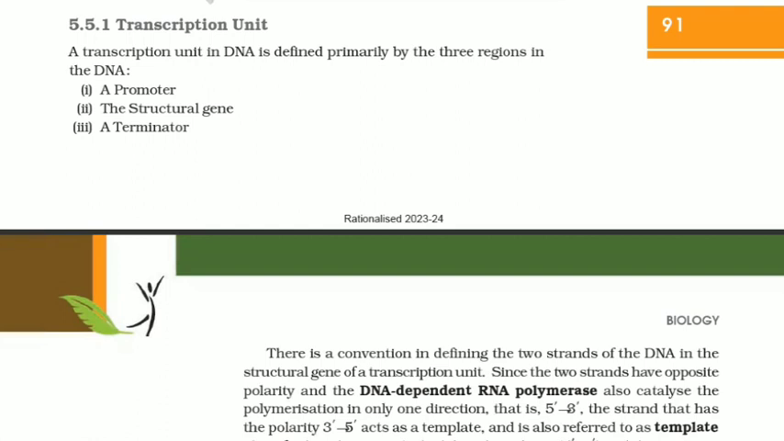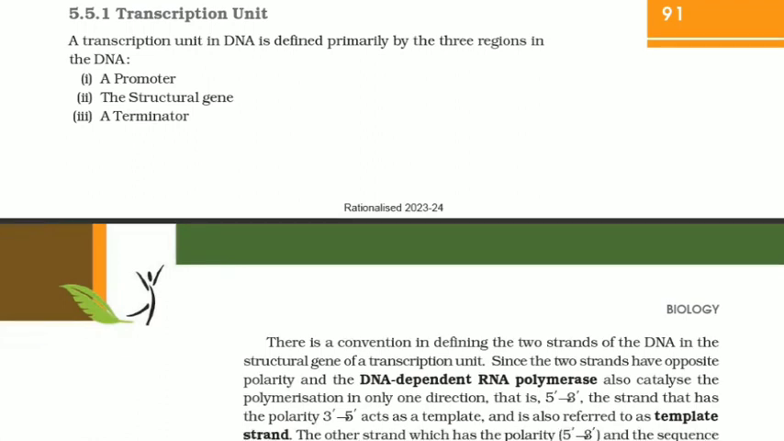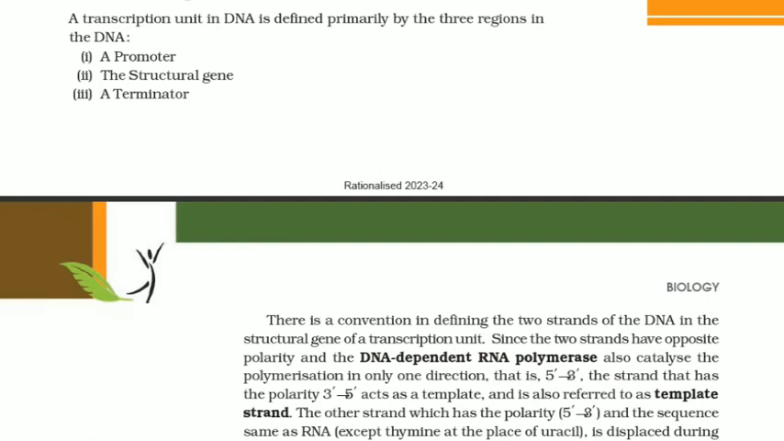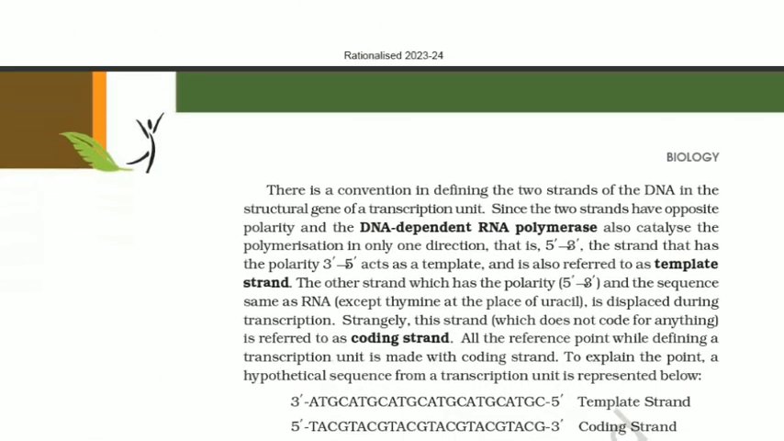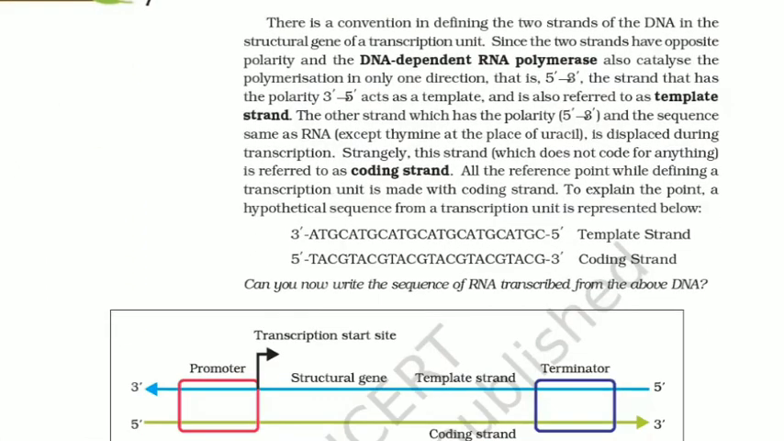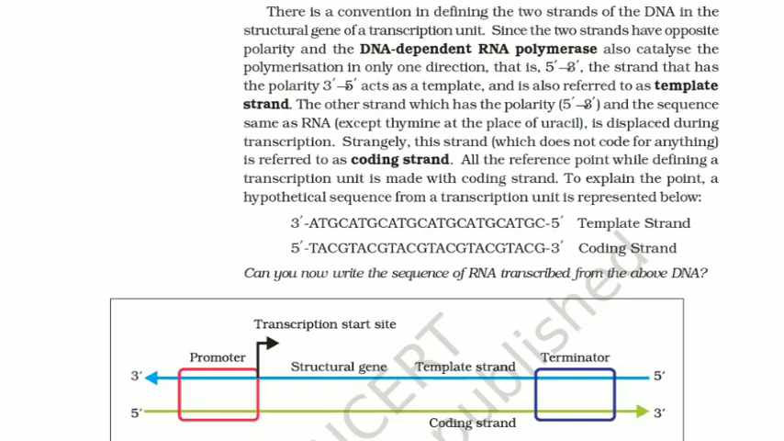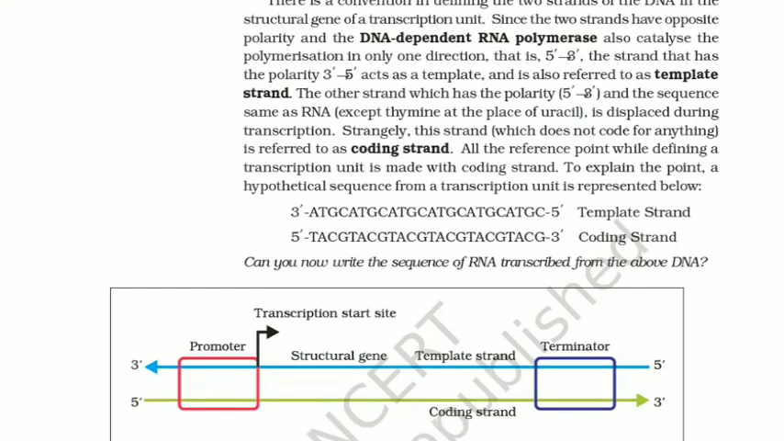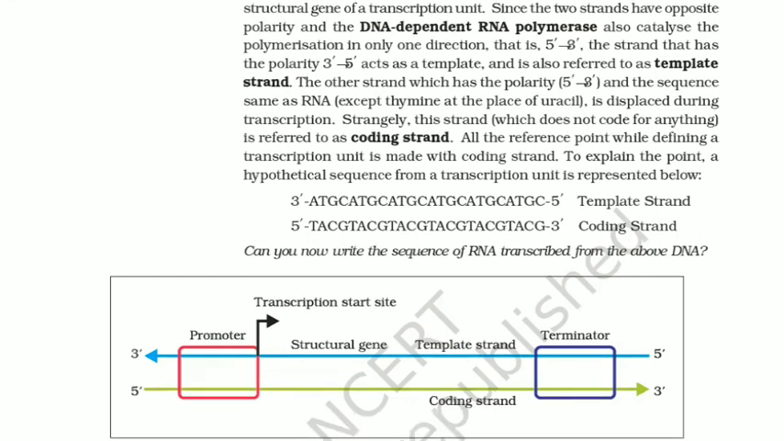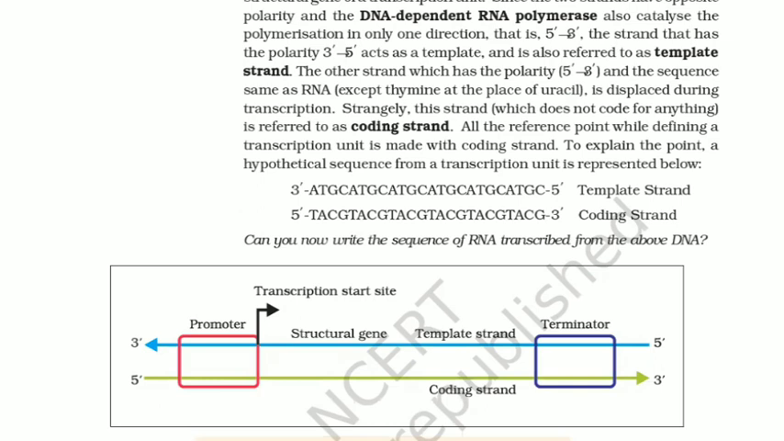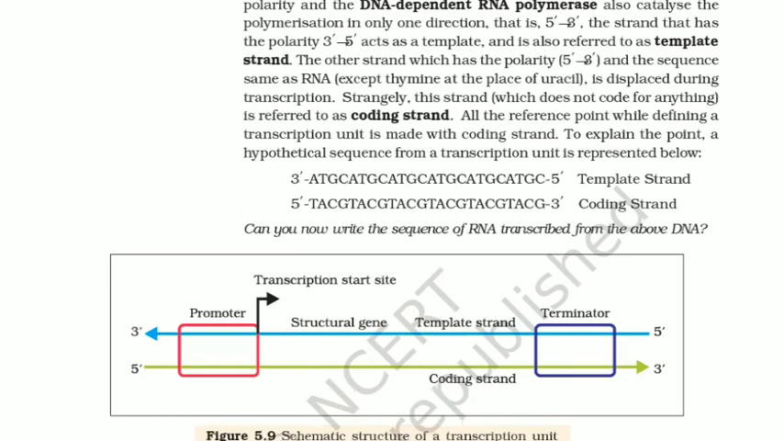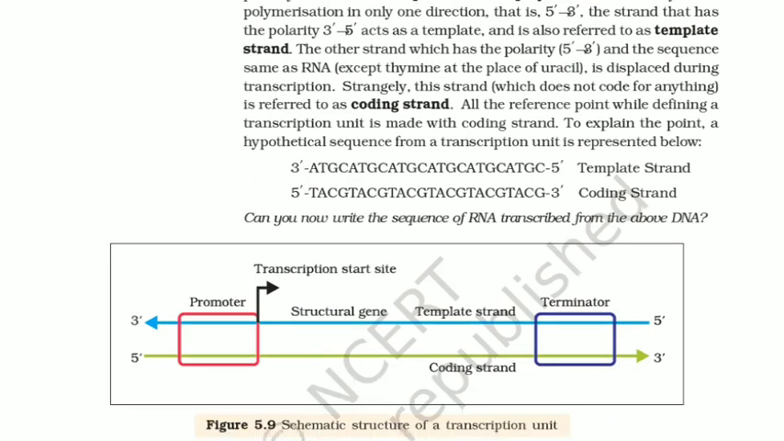A transcription unit in DNA is defined primarily by three regions in the DNA: a promoter, the structural gene, and a terminator. There is a convention in defining the two strands of the DNA in the structural gene of a transcription unit. Since the two strands have opposite polarity and the DNA-dependent RNA polymerase also catalyzes polymerization in only one direction, that is 5' to 3', the strand that has polarity 3' to 5' acts as a template and is also referred to as the template strand.